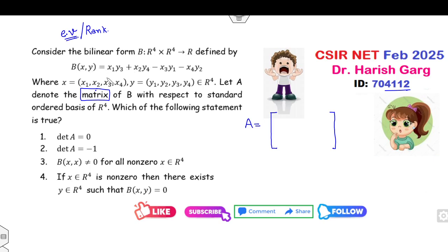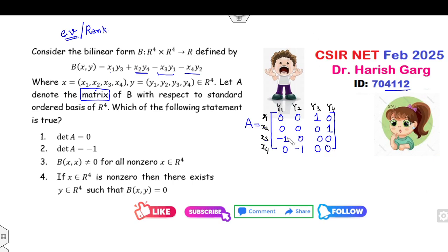There are the pair of the x. This is my x1, x2, x3, x4. This is my y1, y2, y3, y4. Now can you write the element x1, y3? This is 1. Rest elements are 0. x2, y4. This element is 1. Rest values are 0. Minus x3, y1. This is minus 1. Rest values are 0. Minus x4, y2. These values are 0.